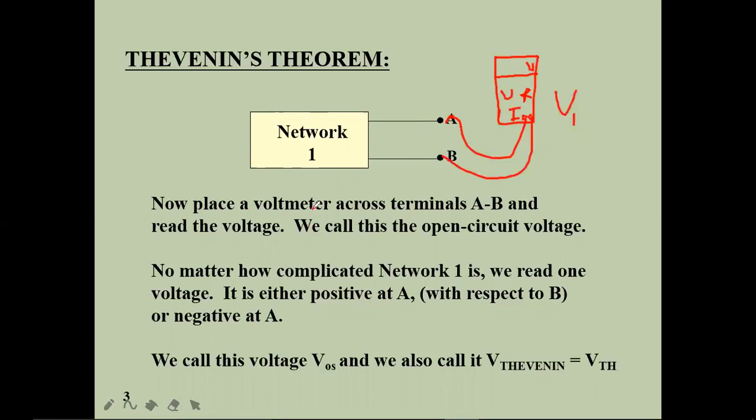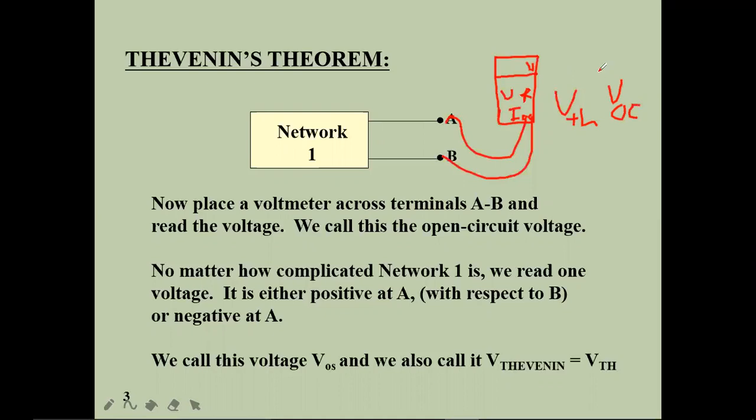A voltmeter doesn't require any supply, but a DMM needs an internal battery to measure. For the voltmeter you don't require any battery. Just plug it at A and B and measure, because the battery itself is there in network 1. We call this the open circuit voltage, VOC, V Thevenin, also called V open circuit voltage. Already you know the meaning of open circuit and short circuit.